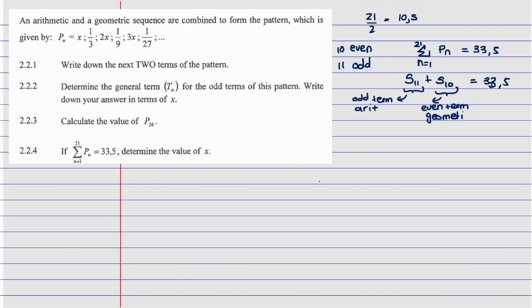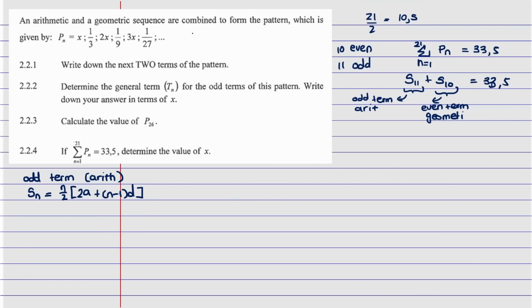So now what we're going to do is find S of 11, which is arithmetic. Then we're going to find S of 10, which is geometric, right? So let's do that. I'm going to write odd terms so that we are not confused, and we know that's arithmetic. We know the sum of an arithmetic series, S_n, is equal to n divided by 2, open bracket, 2a plus n minus 1, then d, close bracket.